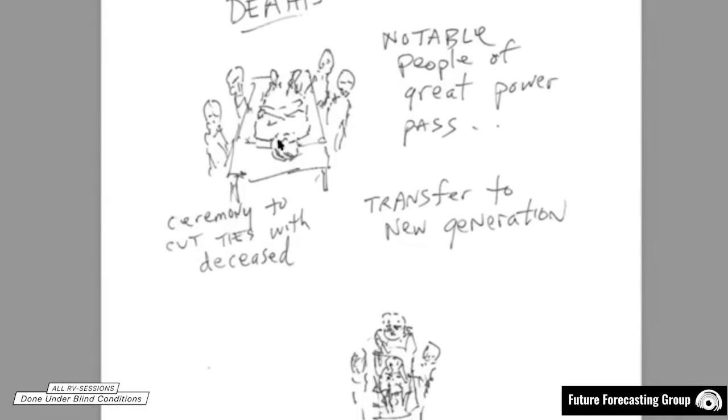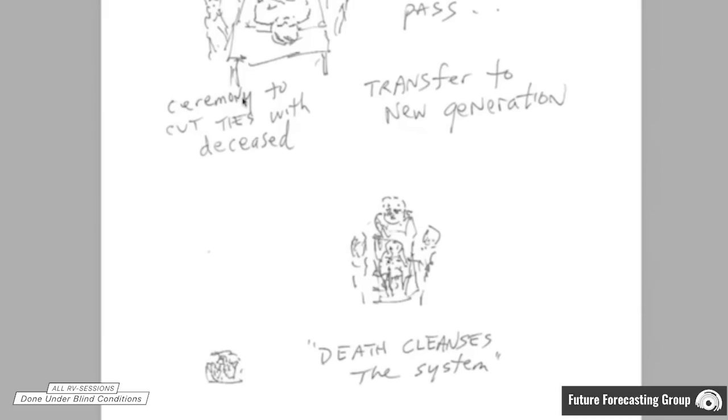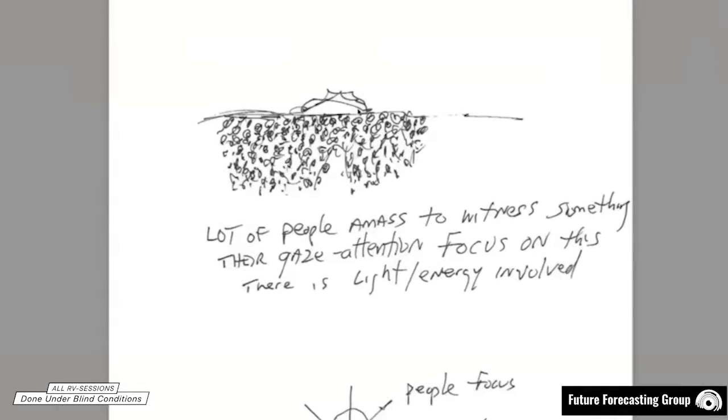Oh, that's somebody on a table. Yeah. That's deceased. Death cleanses the system. There it is in the distance. A lot of people amassed to witness something. They gaze their attention on this. There's light and energy involved. Oohs and ahs, expectation and confusion.